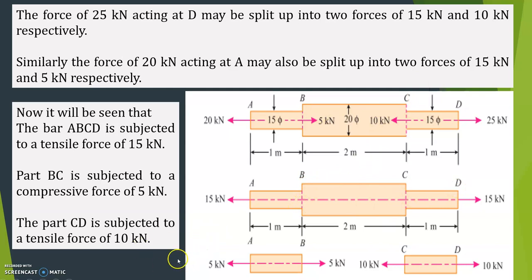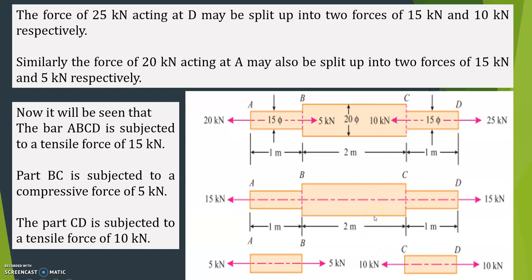Now, how can you calculate the deformation? I hope you have all understood this, right? Once again, if you want, I'll explain. At A, the force may be split up into 15 and 5. So AB is 5, 5. Next, you cannot take BC, because the load at B is already used, so there is no load at B. So CD you can take, that is 10, 10. The remaining load at D is 15, so at A also 15. So you can consider AD.